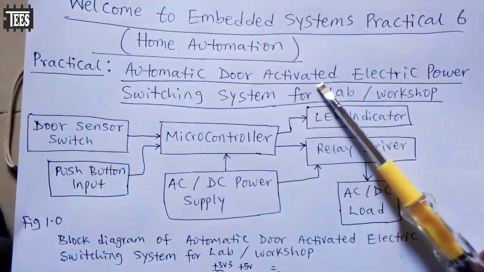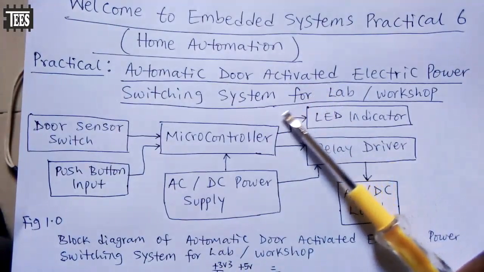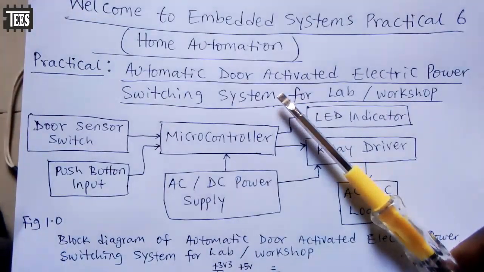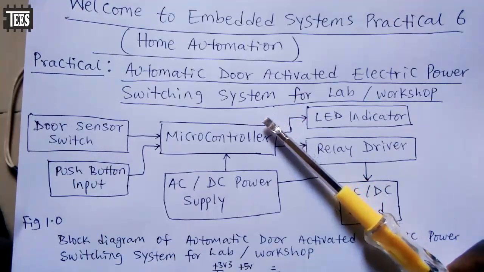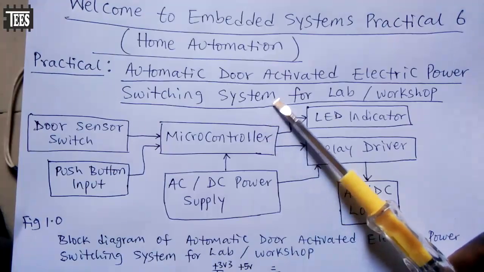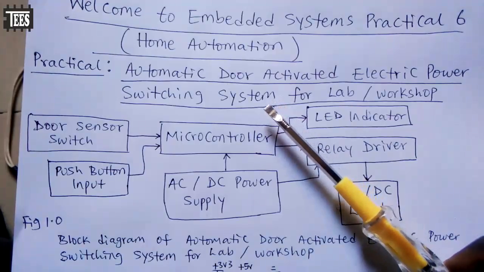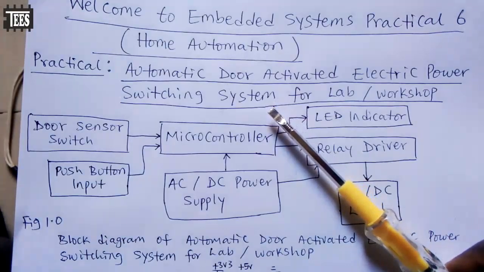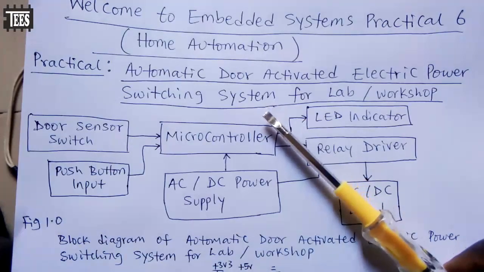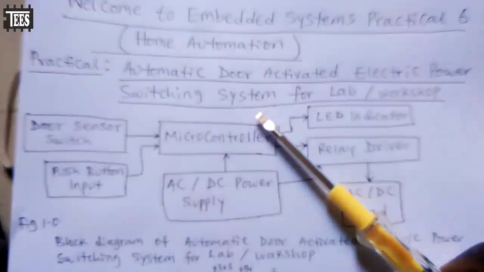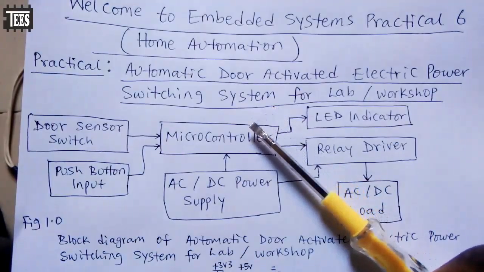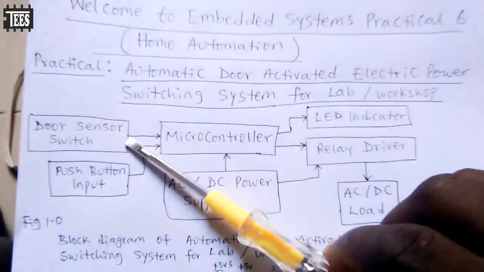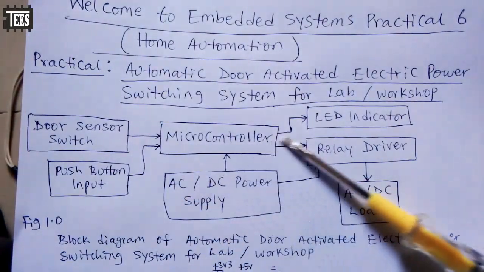So what we have here is solving a real life problem. You are traveling, you forget to switch off power to your house or your workshop or your lab. So this system will make sure that everything remains off. The electric power, either AC or DC, feeding loads in your workshop or your lab is automatically turned off when the door switch is closed, just as I'm seeing here from the block diagram.